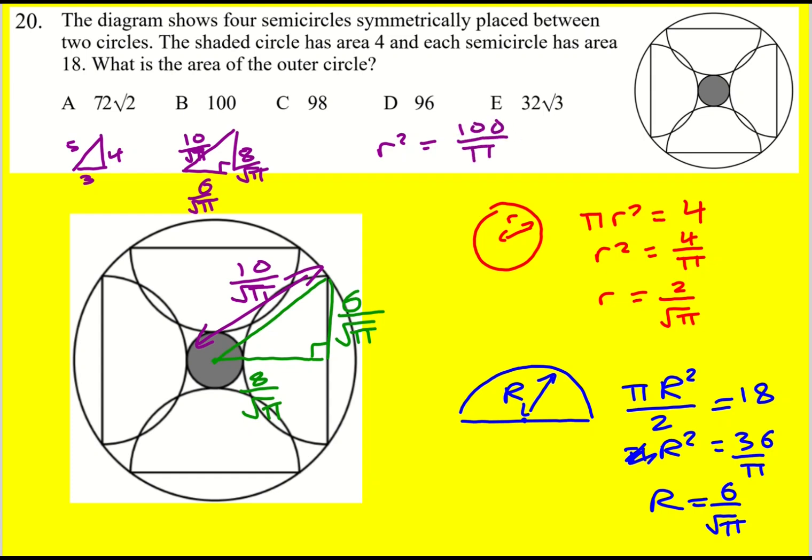And so the area is going to be pi times 100 over pi. It's going to be 100. Lovely.